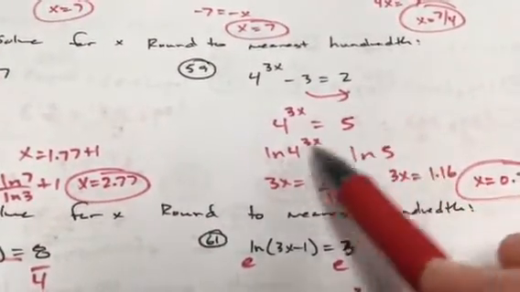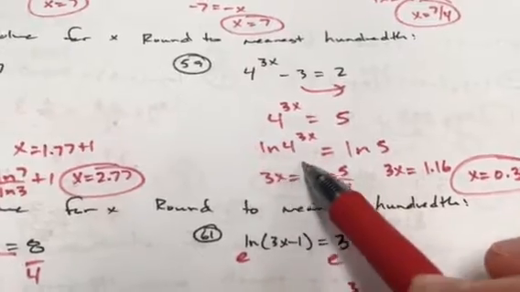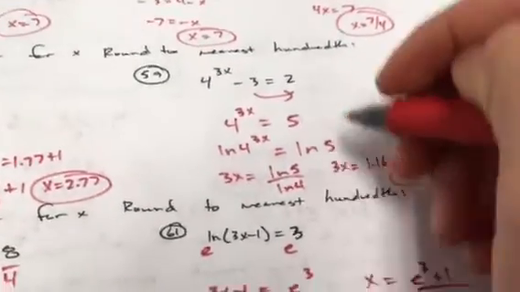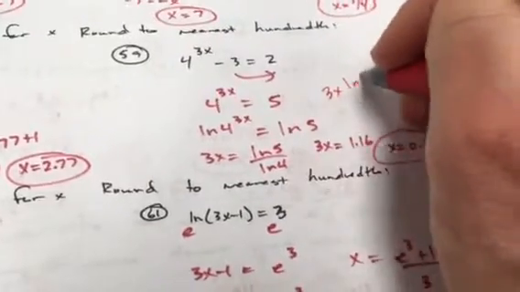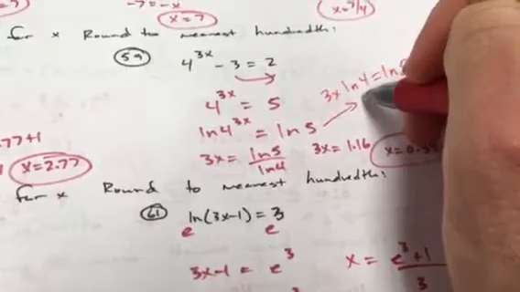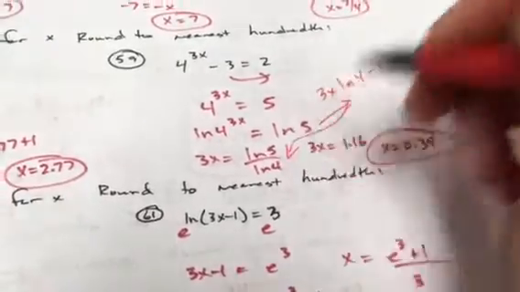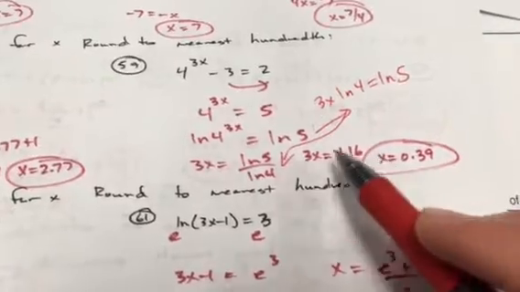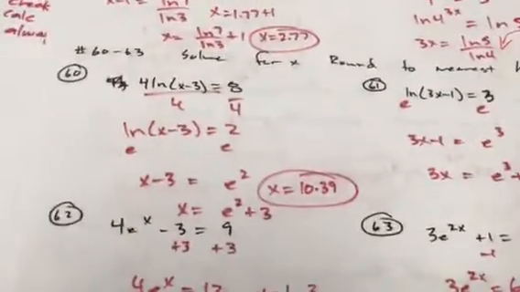Add 3 to both sides, attach natural log. All right, so you have, this would really be 3x natural log 4 equals natural log 5. I meant to show more work there. Then you would divide both sides by natural log 4. So 3x is this, 1.16 divided by 3, that's your answer.